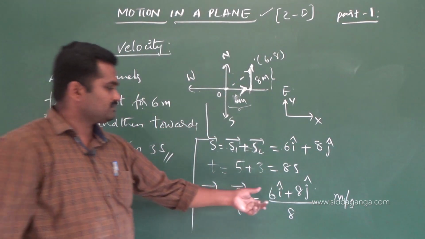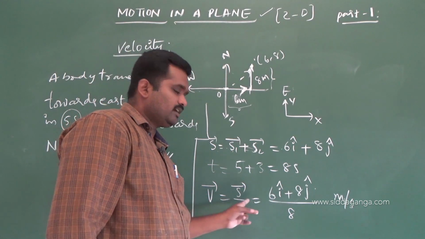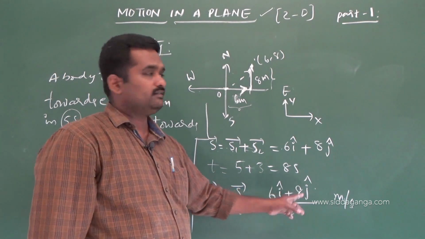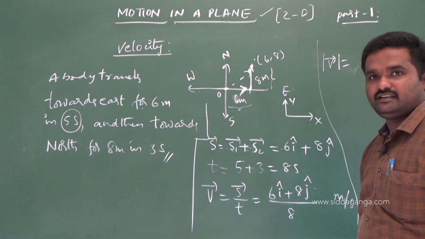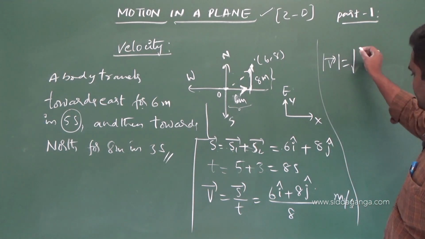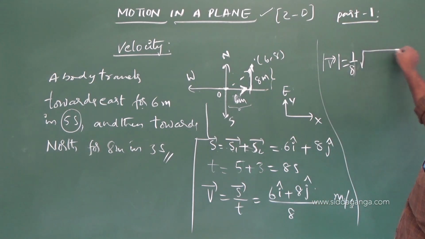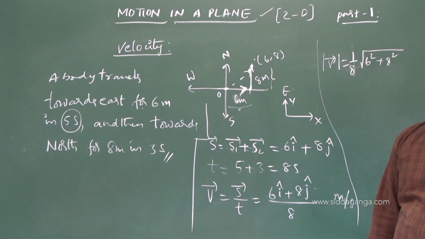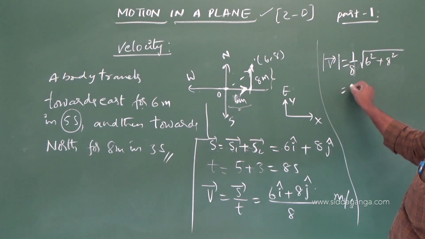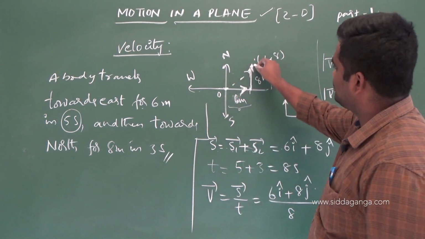To get the magnitude of velocity, once again take the modulus. Mod v equals 1 by 8, which you can take common, into root of 6 square plus 8 square. What is the value of 6 square plus 8 square? 100. Root 100 is 10. That is 10 by 8 meter per second, the magnitude of the velocity of the particle travelling from O to this point 6, 8.